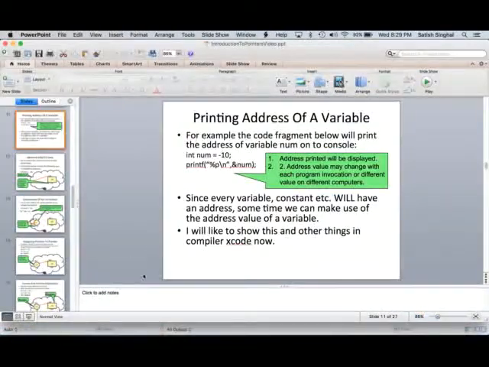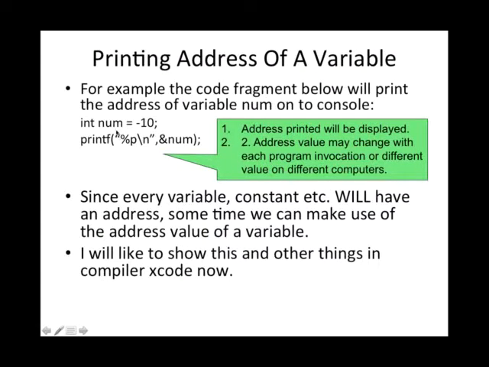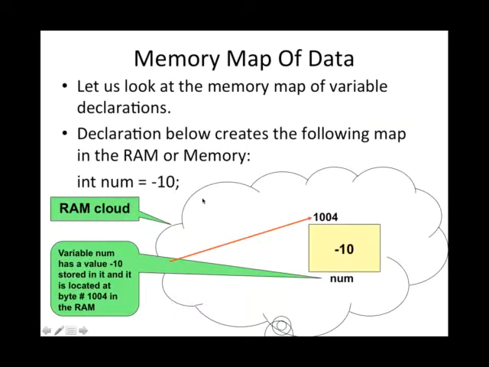Okay. So we did this num minus 10, but in RAM cloud, this declaration will look like this, that there is a variable called num, has minus 10. Its first byte starts at 1004. If it's 4 bytes, the last byte will start at 1008. Okay. These are fictitious memory addresses. Real addresses are assigned when the program is run.